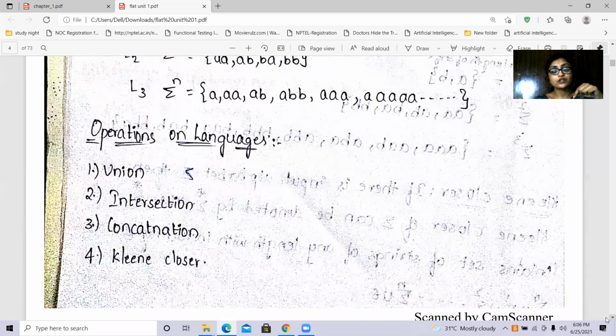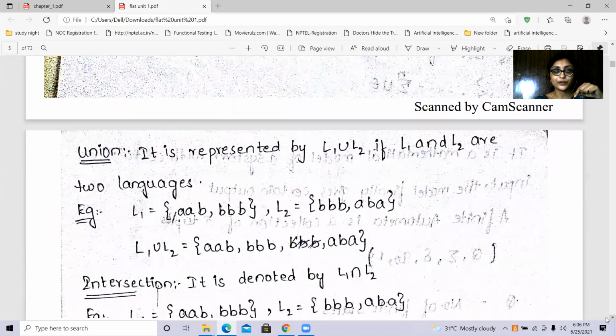So now we are going to learn various operations on the language. The first operation we are going to learn is the union. It is represented as U. In this way, L1 union L2 is the union of the L1 and L2 languages. For example, if we have a language L1 as AAB, comma BBB, and L2 as BBB, comma ABA, then we can write the union as the combination of these two sets like this.